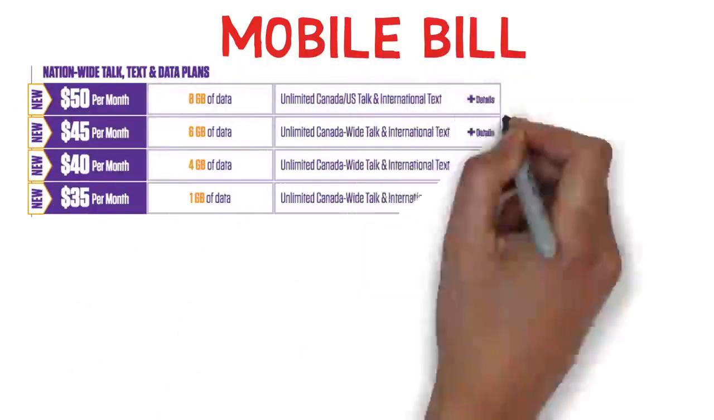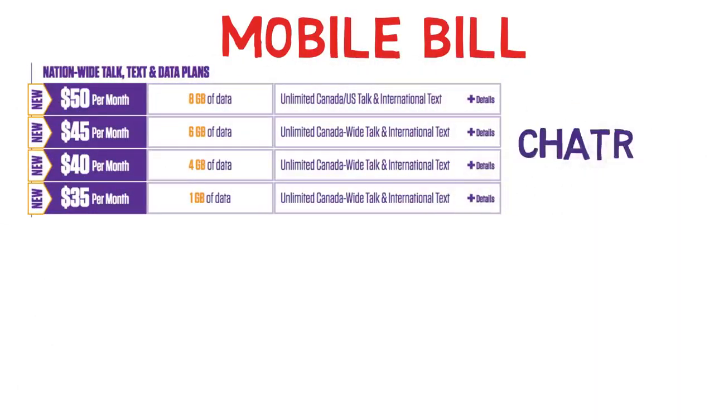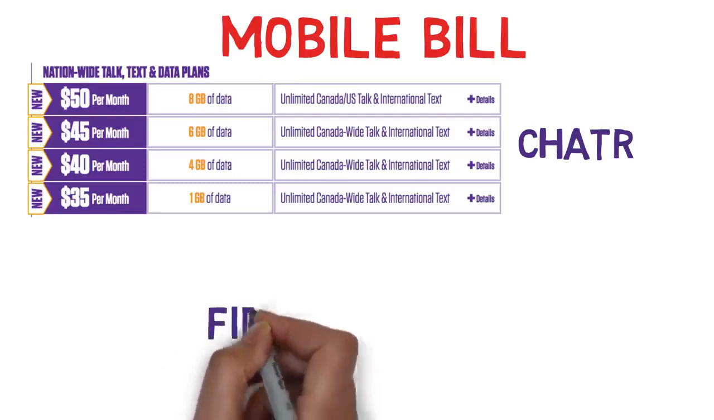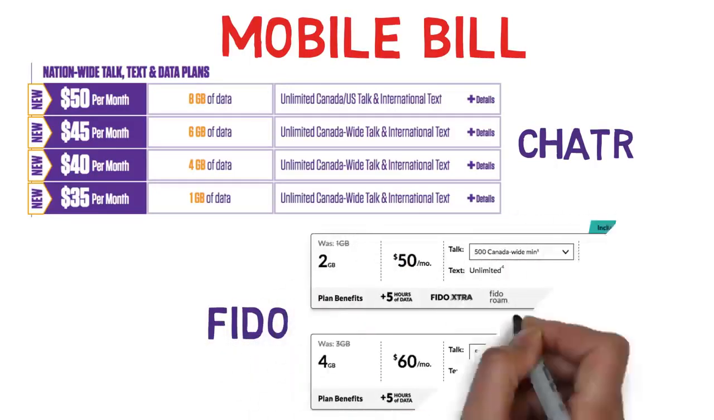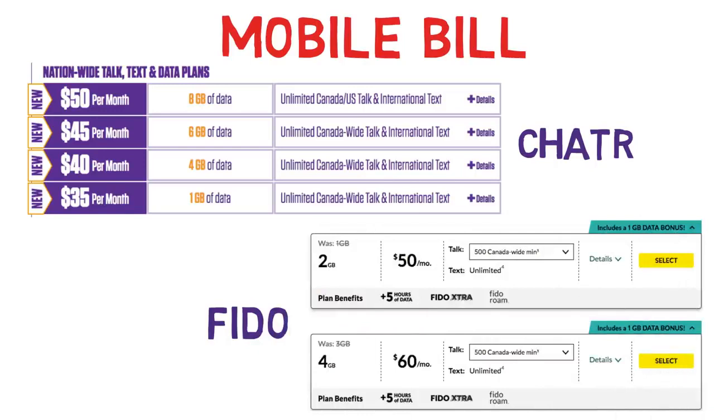Now the mobile bill. Mobile bill actually differs from one company to the other. I found Chatter is among the cheapest ones in the Toronto GTA region. You have to pay $35 per month for 1 GB of data and unlimited calling in Canada. You have to pay $50 per month for 8 GB of data, and it differs from one company to the other. For example, in Fido, you need to pay $60 for 4 GB. For Rogers or for Bell, you might have to pay a bit higher.